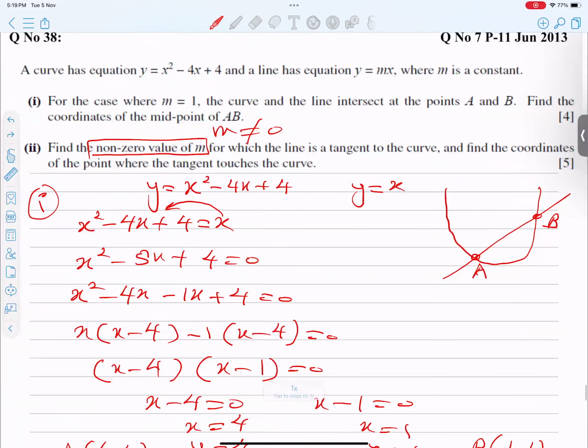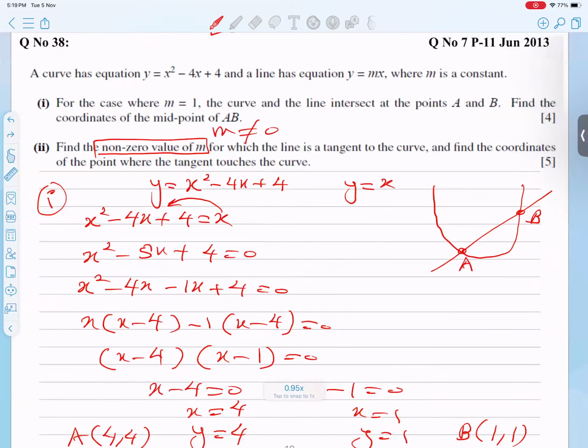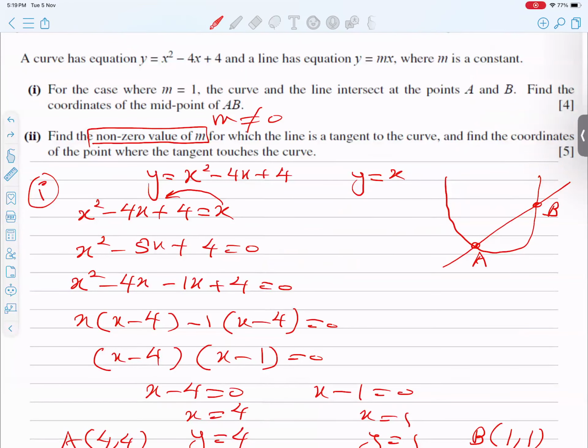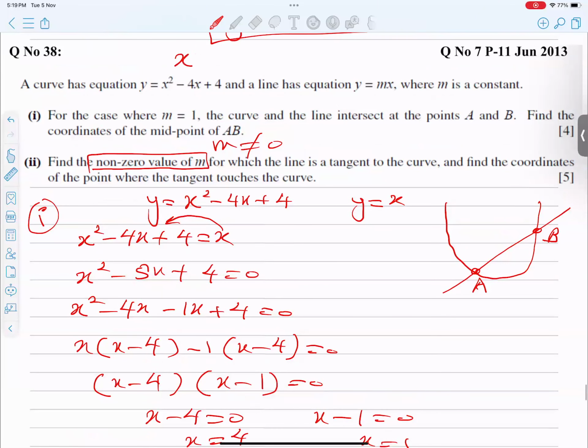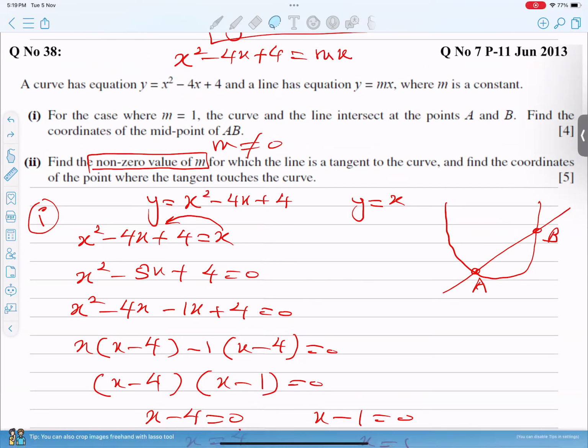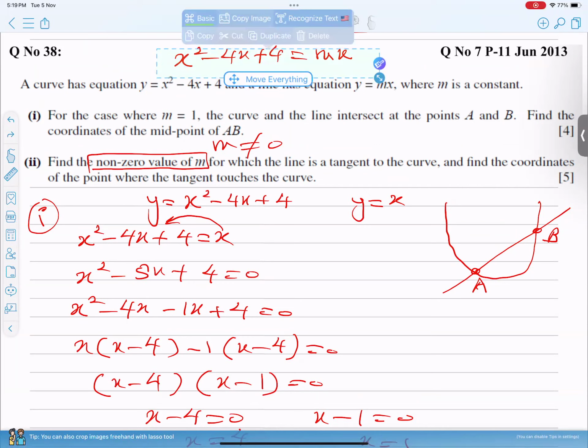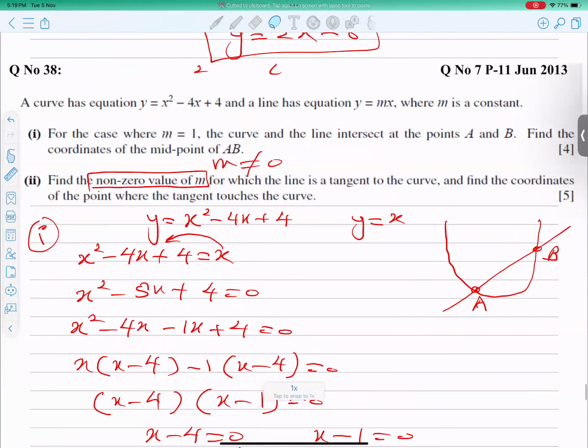So tangent to the curve. What are the steps to find the coordinates of the point of touching also? Step number 1, plug in and solve them simultaneously. So I will put this value here, or this full value here. So I'm writing x square minus 4x plus 4 and plugging it in here, equal to mx. First of all, let me shift this whole equation to the next page. Wait a minute.